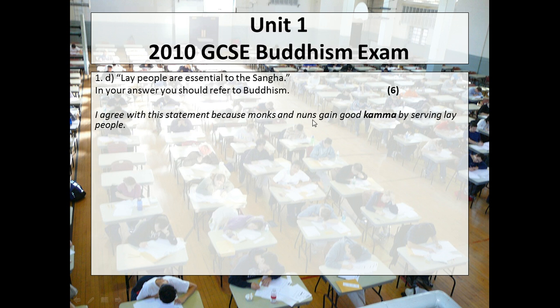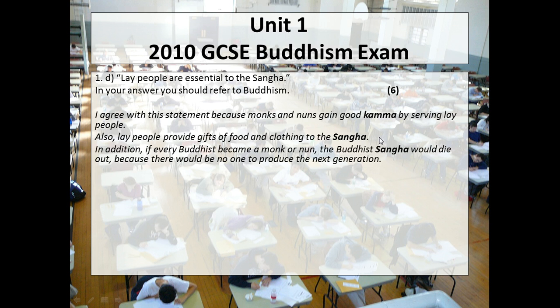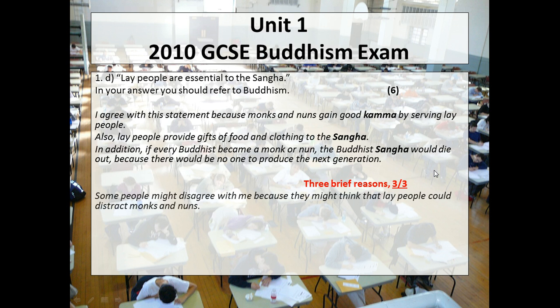Because monks and nuns gain good karma by serving lay people. Also, lay people provide gifts of food and clothing to the Sangha. In addition, if every Buddhist became a monk or a nun, the Buddhist Sangha would die out because there would be no one to produce the next generation. That's 3 brief reasons, 3 out of 3.